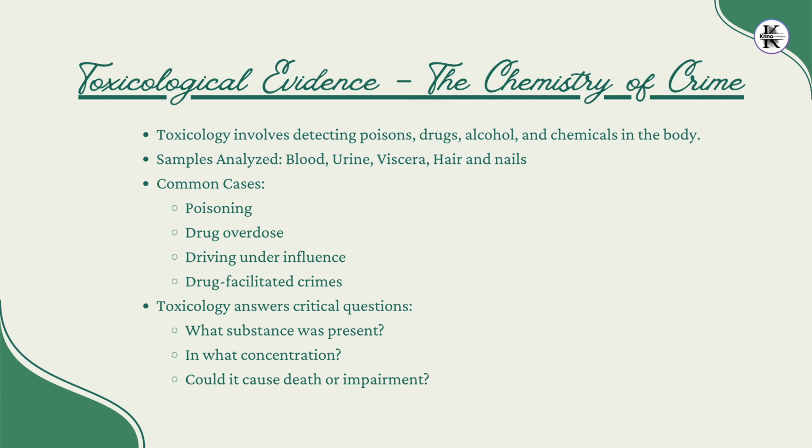Now, let's move to another important category, toxicological evidence. Toxicological evidence deals with poisons, drugs, and alcohol. Samples like blood, urine, or tissues are analyzed. This helps to answer critical questions like what substance was present, in what amount, and did it cause death? This type of evidence is especially important in poisoning and overdose cases.